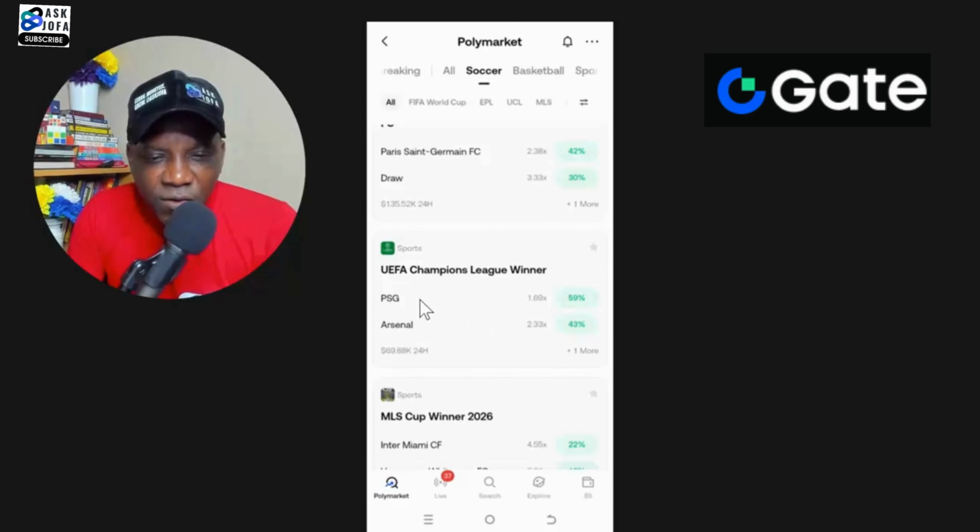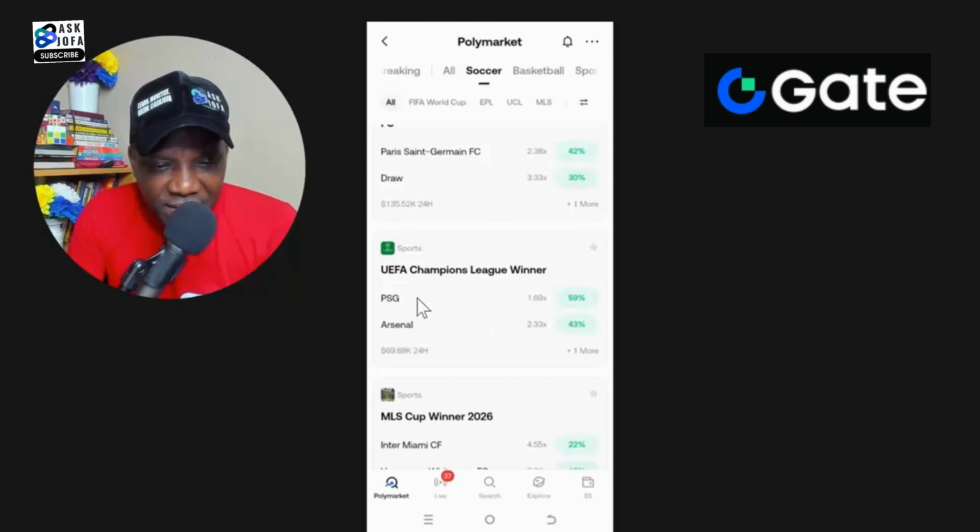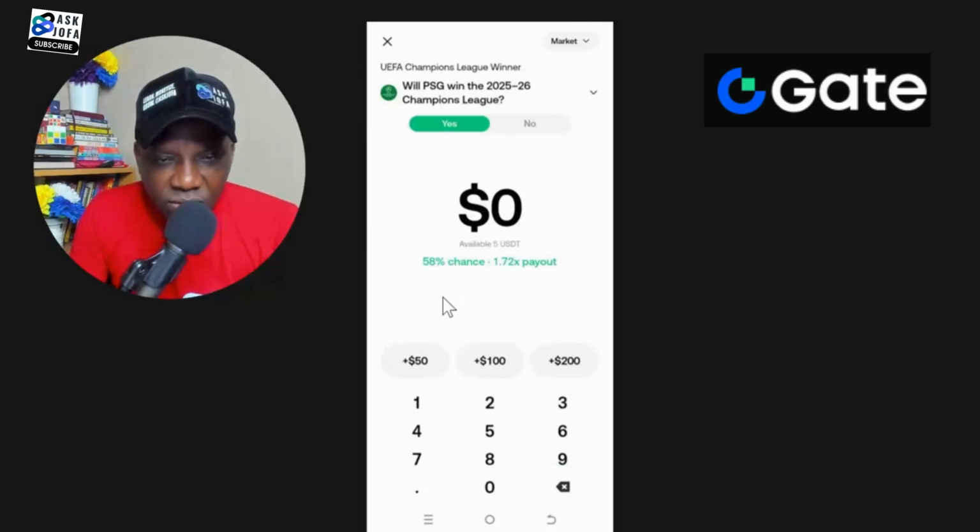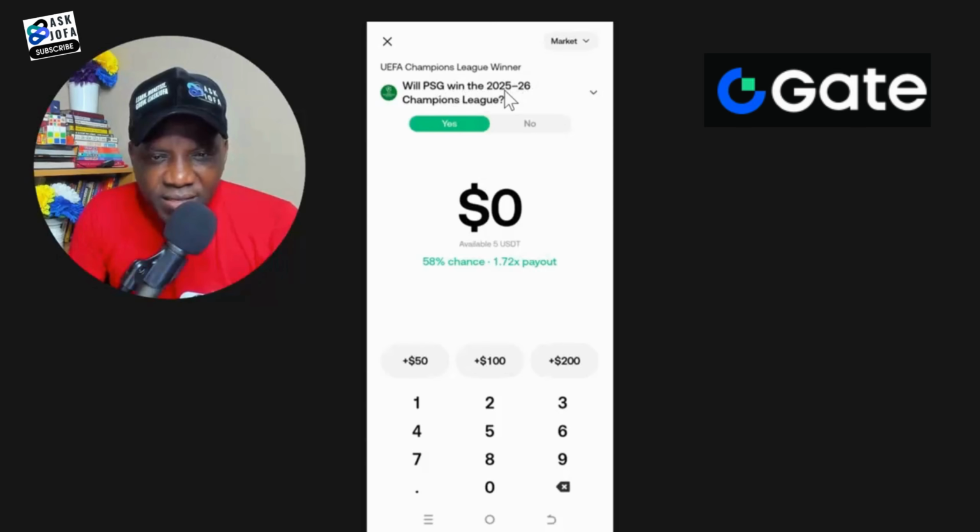If I want to go for this event, I'm predicting that PSG will win the Champions League. I will tap PSG. You can see UEFA Champions League winner. Will PSG win the Champions League?